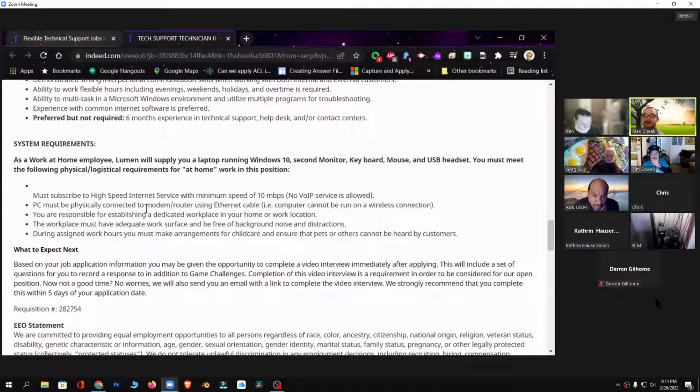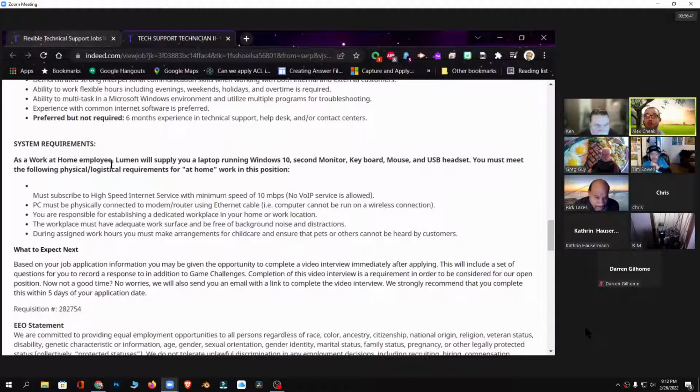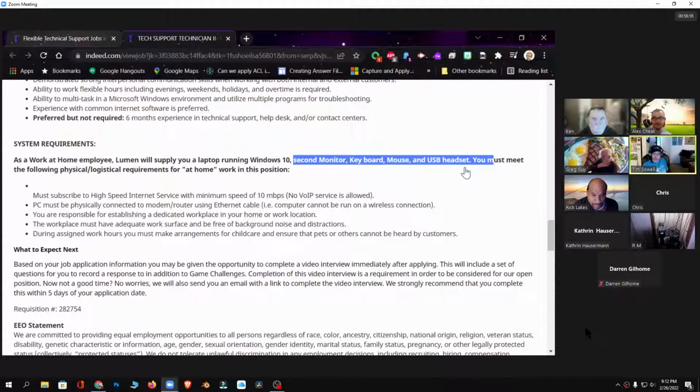Because they're saying that you've got to have a certain service. That's weird. High speed with minimum of 10. But it also says on here that they will provide you with a USB headset, which makes me think they use voice over IP, since they will be providing you a laptop and a headset. Well, that contradicts what they have in parentheses. Exactly. That's the reason why I wanted you to see it.